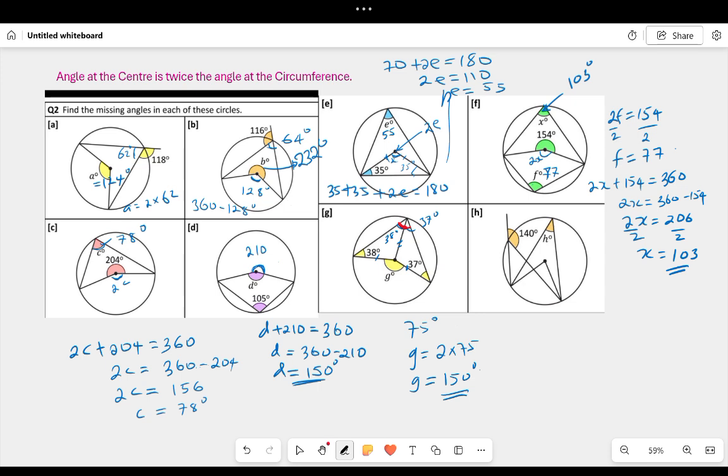Now the last one for now, let's look at H. The angles in a straight line add up to 180 degrees. We have 140. Therefore 180 minus 140, you're going to get 40 degrees. And the angle at the center is twice that one at the circumference. Therefore, this is the angle at the center, which is equal to 80. And therefore, H is just a half of the angle at the center, which is 80. So H is 1 over 2 times 80. So H is equal to 40 degrees as well.